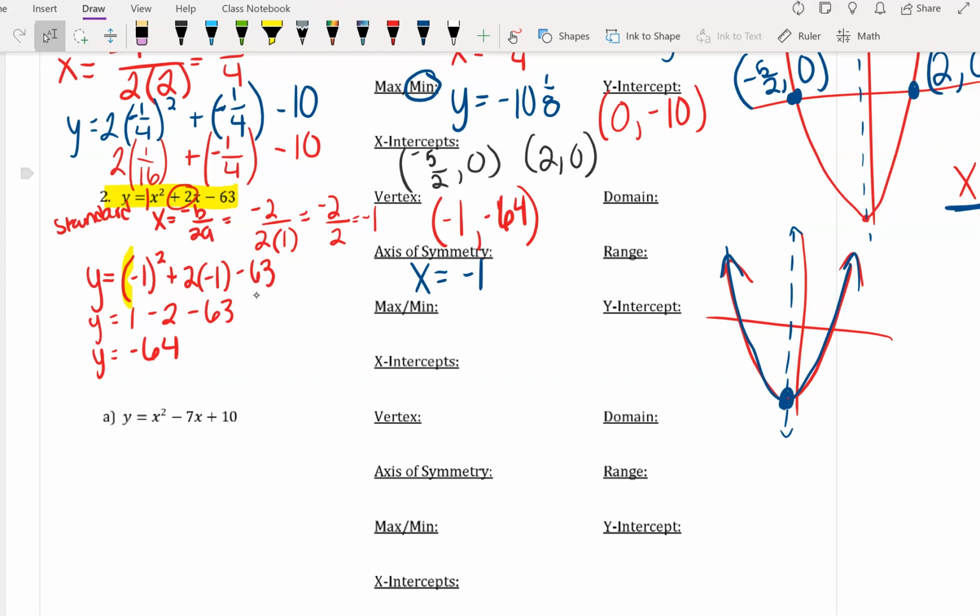Max and min: since this is pointing upward, it has a lowest possible point. So we call that a min, and it's always the y coordinate of the vertex. That means the lowest possible point on that parabola is down at negative 64.